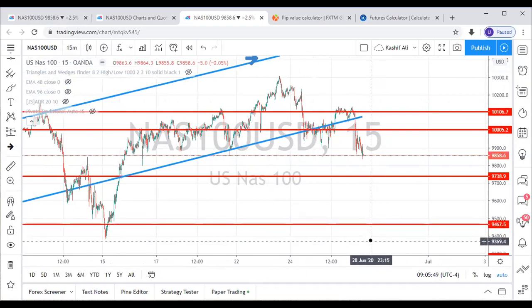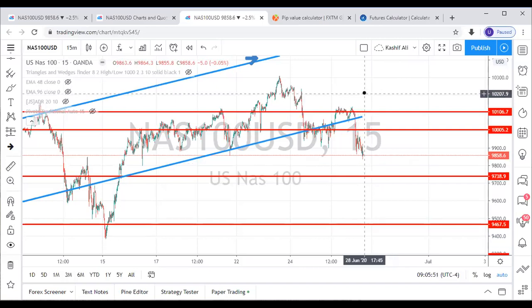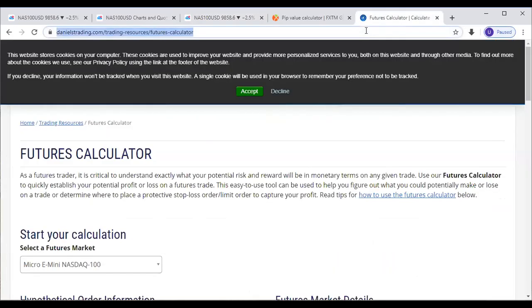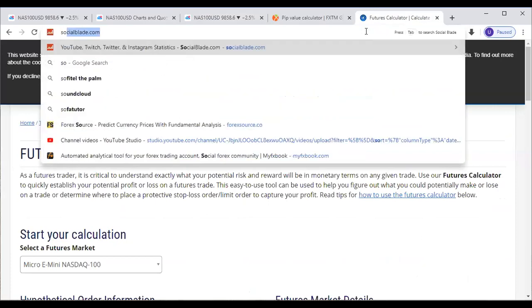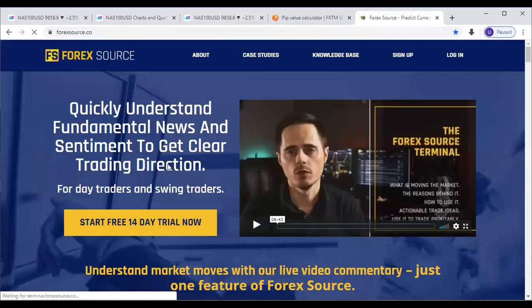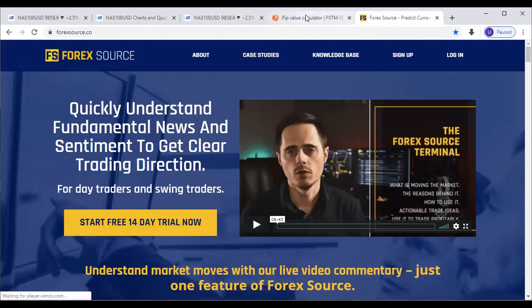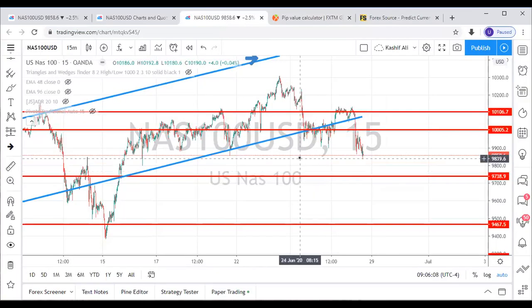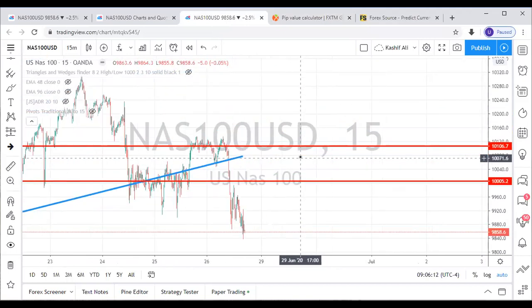You can register to a Squawk service. This one is good, that I use, Forex Source. It is around $100 a month these days, so you can check this one. They are good guys. They will give all the information, whatever is happening, like a radio station. They'll bring all the fundamental news.